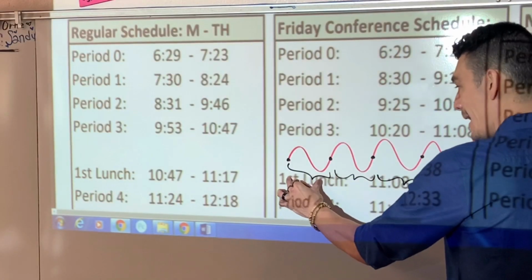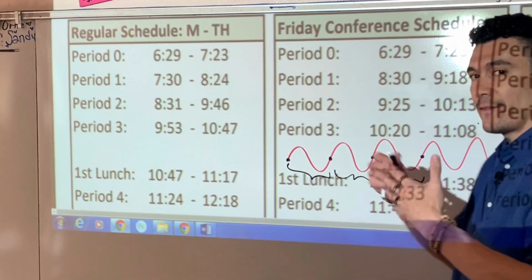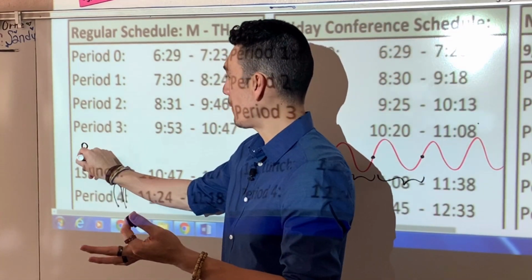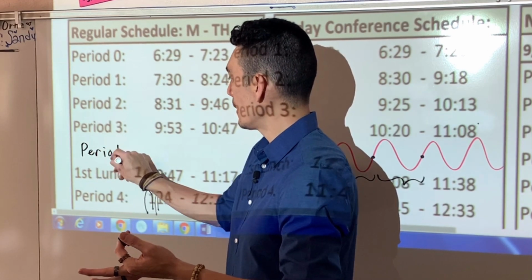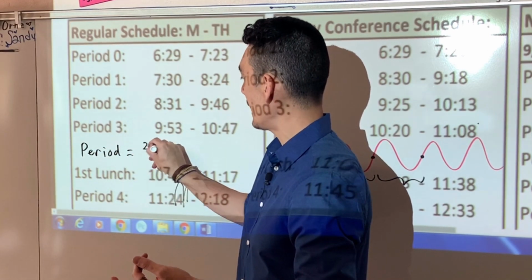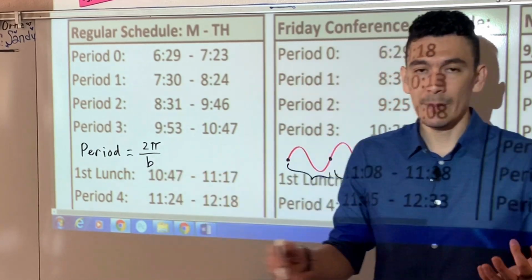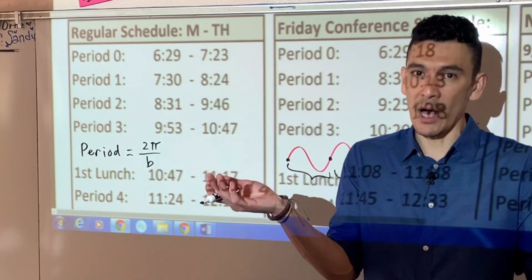So now we understand what a period is, but how do we find it as a number? Well, we were given a formula for that. The formula that we were given yesterday was period equals 2 pi over the absolute value of b, but I'm just going to write b because for us b is always going to be positive.